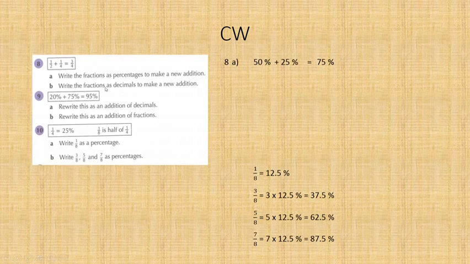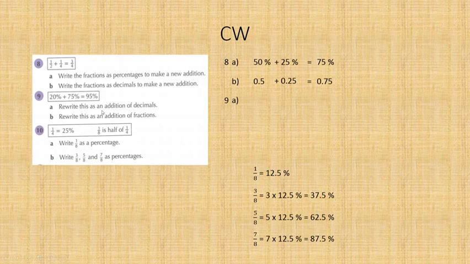And number B, write these fractions as decimals to make a new addition. So I need to change every one of them here into decimals. So here 50% is going to be 0.5, and this 25% is going to be 0.25, and when you add them together, it's going to be 0.75. Okay, question number 9. 20% plus 75% equals 95%.